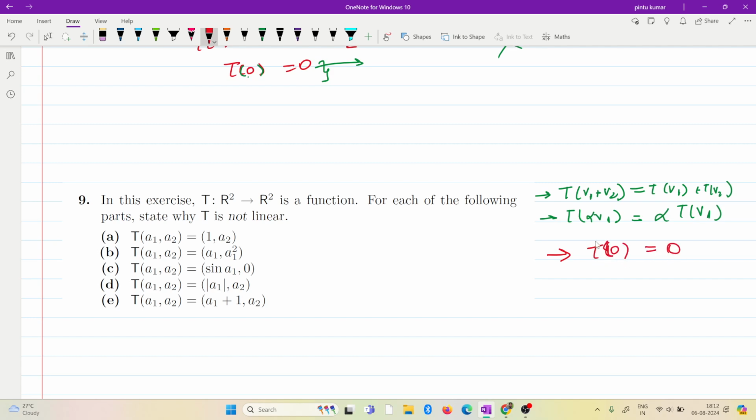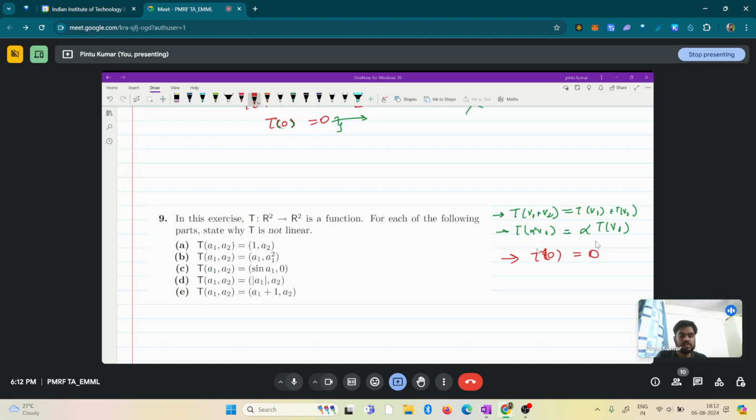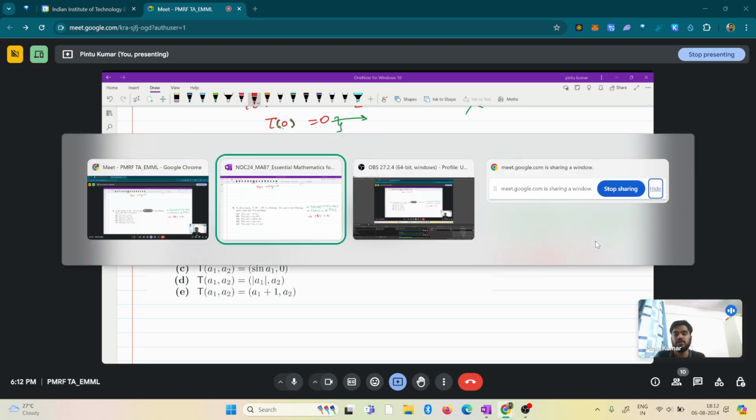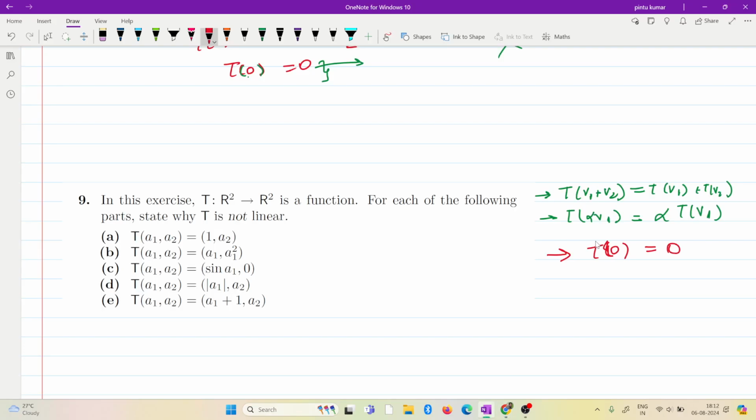So it's 6:12 right now. Let's try it for 5 minutes and type it in the chat box. What do you think the answer is?